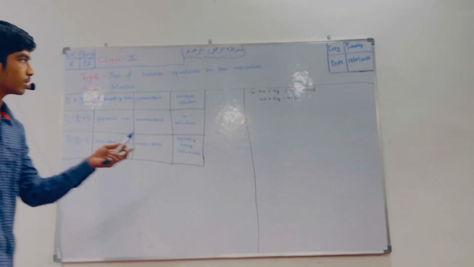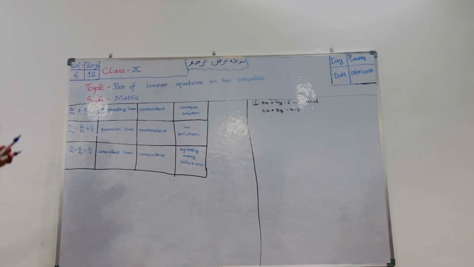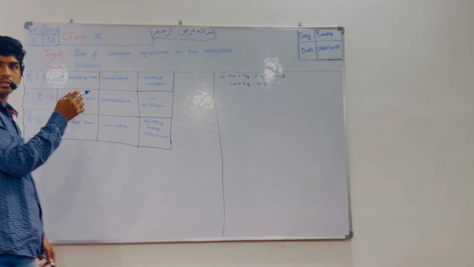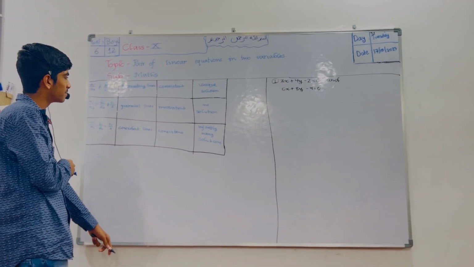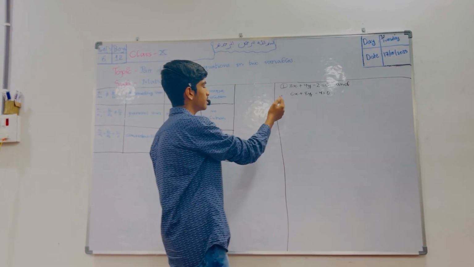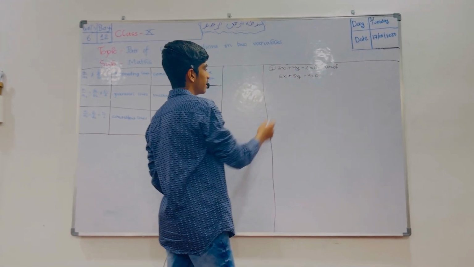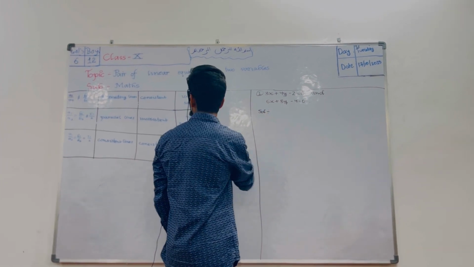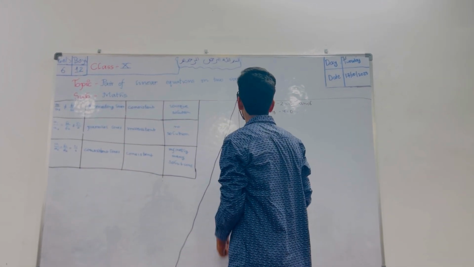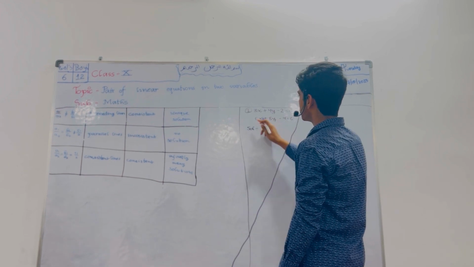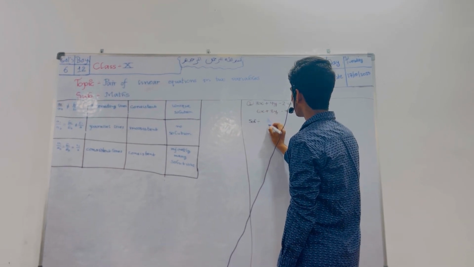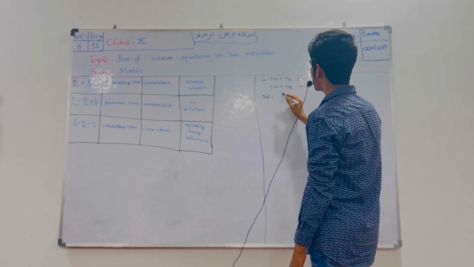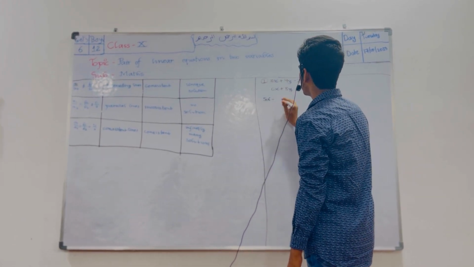Here the first question is 3x plus 4y minus 2 equals 0 and 6x plus 8y minus 4 equals 0. First we have to find the solutions. Here a1 by a2 means 3 by 6. We have to not take the variables, only the values.